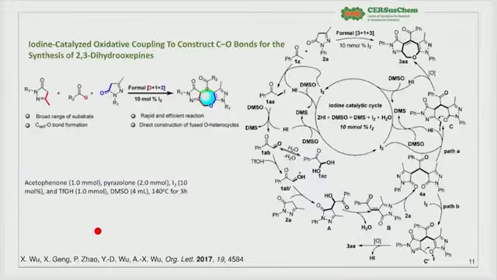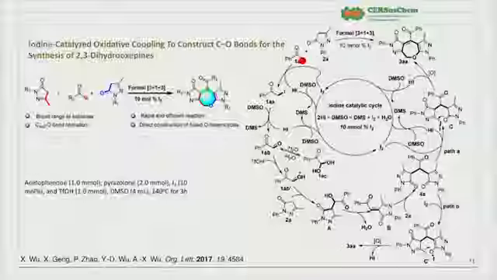Another article on the same topic is by Wu and co-workers, with the title iodine-catalyzed oxidative coupling to construct carbon-oxygen bonds for the synthesis of 2,3-dihydrofurans. Here they use pyrazolone nucleus and acetophenones to get access to this class of heterocycles. Though the reaction is a bit complex, if we check the starting route, we can build up the mechanism.